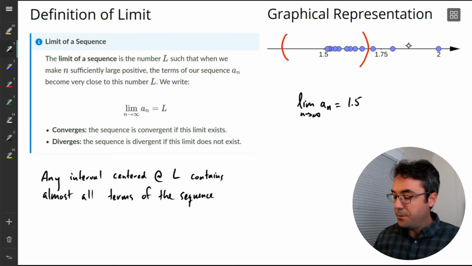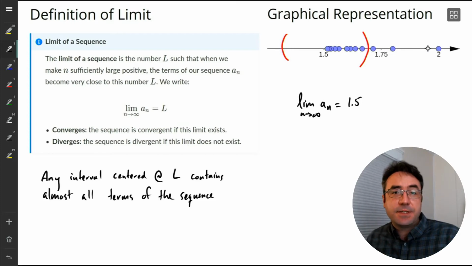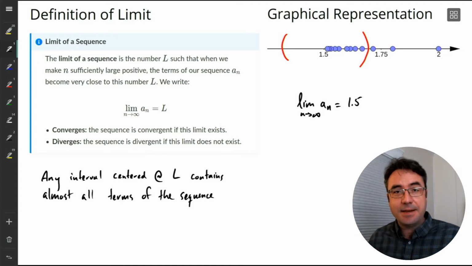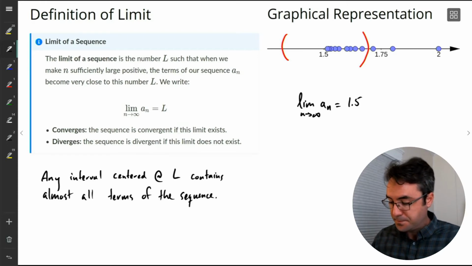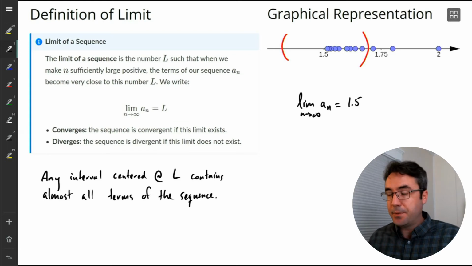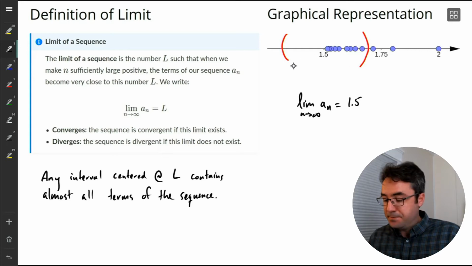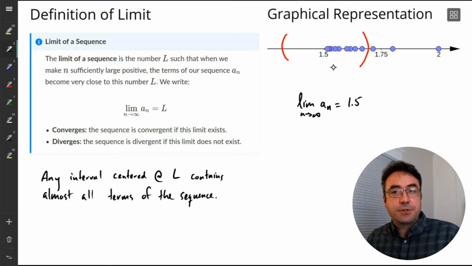So there might be a finite number of terms that fall outside the interval, but eventually, if we go down our sequence and let index n get large enough, all of the terms of our sequence fall inside that interval. There might be a few terms that fall outside of it, but eventually all of the terms of our sequence are going to be inside that interval. And this is true for any interval that we draw.